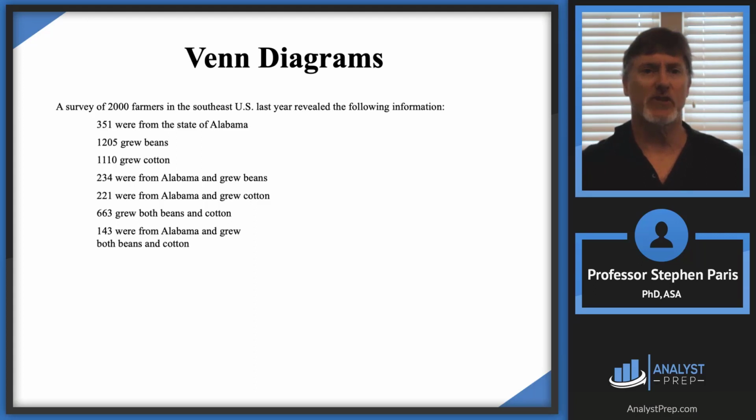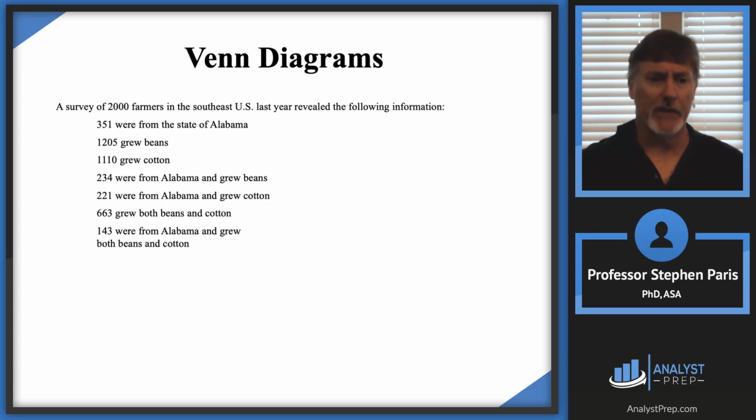So this is the same survey that we've been talking about in previous videos of these 2,000 farmers. 351 were from Alabama, 1,205 grew beans, 1110 grew cotton, 234 were from Alabama and grew beans, 221 were Alabama cotton farmers, 663 grew both beans and cotton, and 143 were Alabama farmers who grew both beans and cotton.